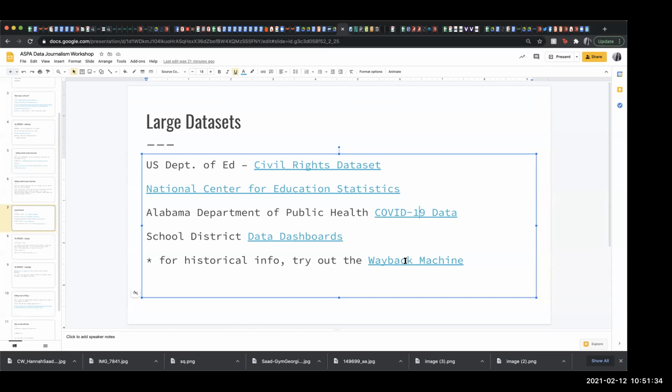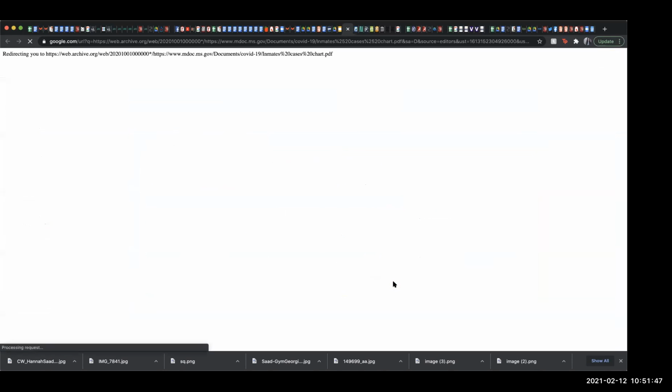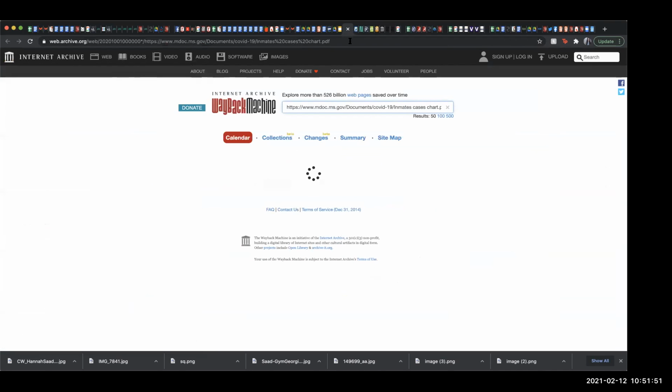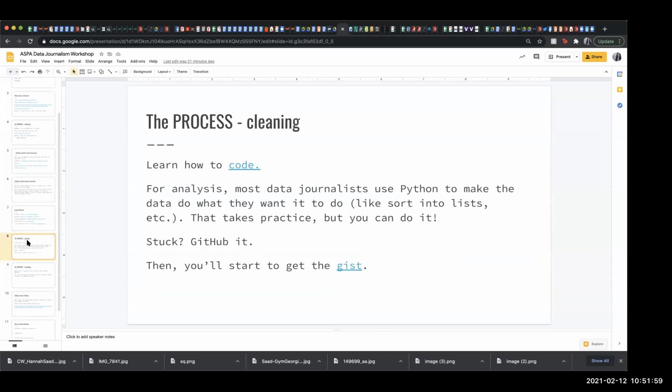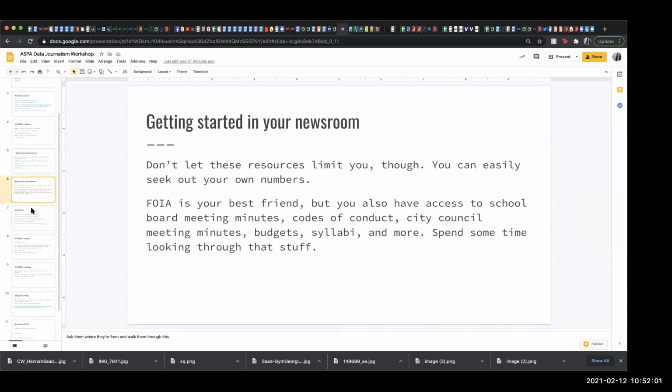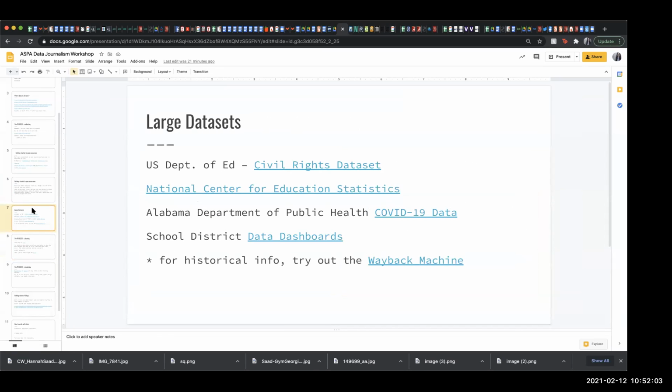And then if you're just now saying, oh crap, I should have been keeping track of all of these numbers since the beginning of the semester, well, sometimes Wayback Machine will save you. This is a web archive, and you can go back in time and get screenshots of things. So that's just a tool that I like to use. And yeah, so those are major sources of data.